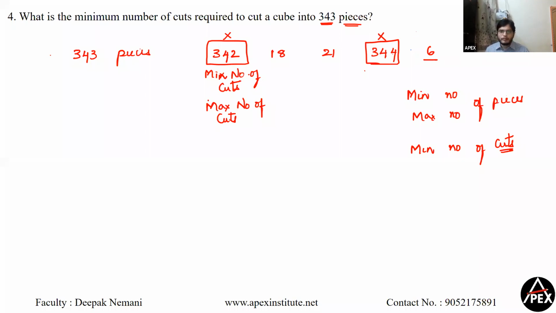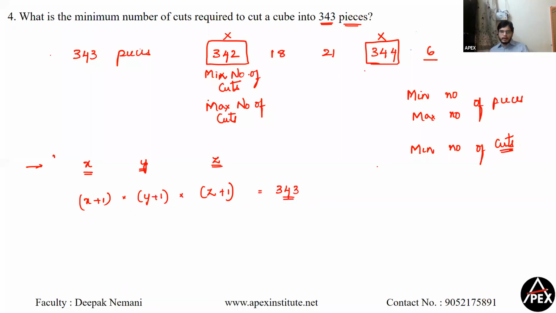Okay, so now let me suppose we have made the minimum number of cuts, when all the cuts are distributed in 3 directions. Let me consider we have made X cuts in one direction, Y cuts in another direction, Z cuts in the third. Now the total number of pieces will be (x plus 1) into (y plus 1) into (z plus 1). Clear? And it is given that this value is 343.